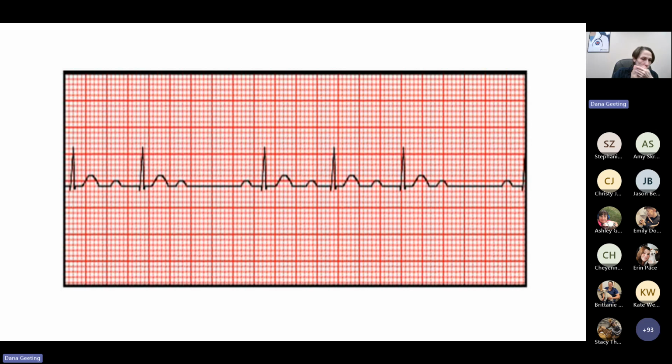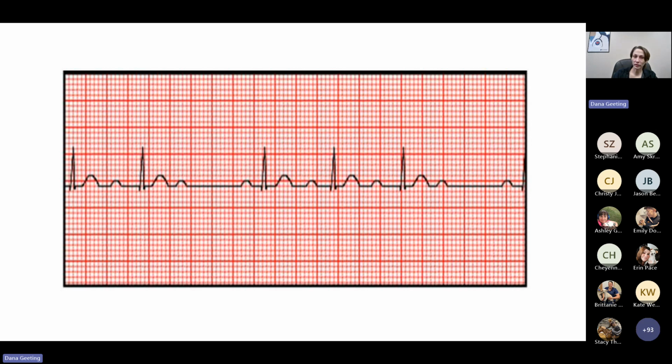Moving on. So for this one, we have a P wave for every QRS. There's something changing. What is changing in this heart rhythm? Second degree AV block. Which type? Correct. Your PR interval is changing. What type of second degree AV block? Type 1. Yes, correct.